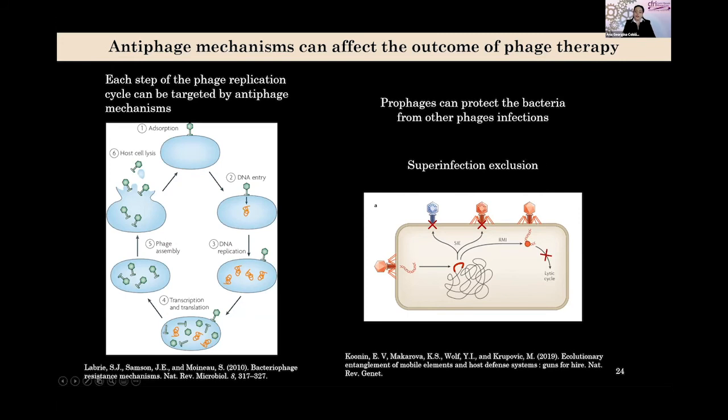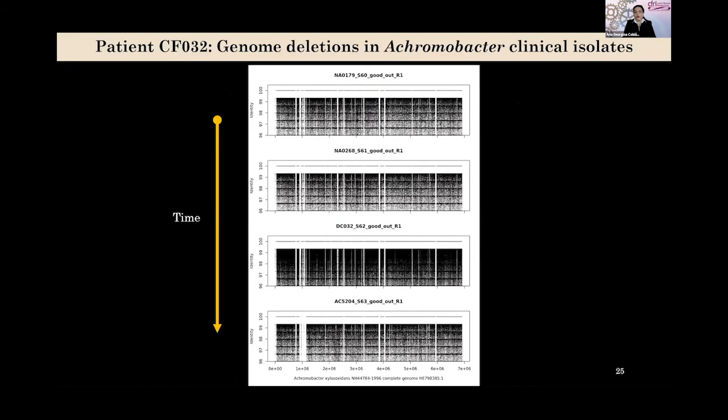Inside the bacterial cells, there is also war between phages. For example, if a prophage is already integrated inside the bacterial genome, that could prevent infection by a second phage, by mechanisms known as superinfection exclusion. So we have to think about all these aspects when developing phages that we want to use for therapeutics. So what we did is analyze in detail the genomes of each one of these 4 clinical isolates.